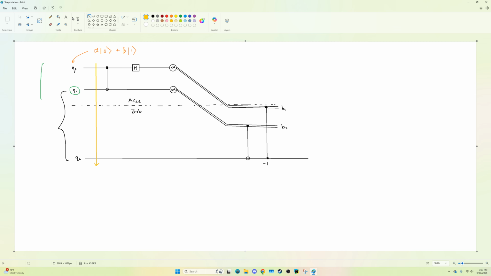So the starting state will look like this. We already assigned Q0 to alpha times ket 0 plus beta times ket 1. So the starting state is Q0 tensor product with Q1, Q2.